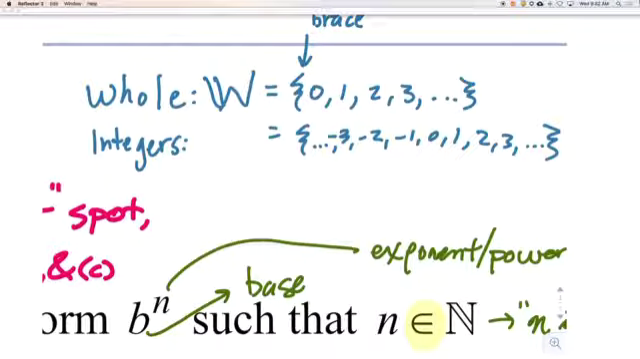Now, if natural numbers started with a capital N, and whole numbers were represented by a capital W, then it seems that integers should be represented by a capital what? I, right. But it's not. It's a capital Z. So the integers are represented by Z.